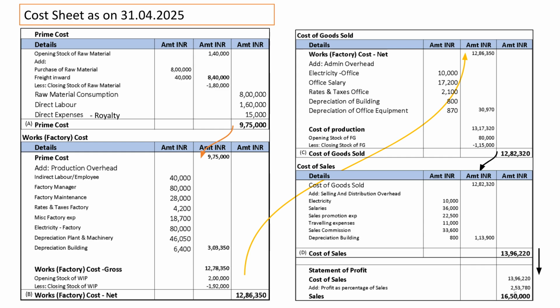To the cost of goods sold, we need to add selling and distribution overhead, that is, electricity charges of sales office, salaries of sales staff, sales promotion expenses, traveling expenses of sales staff. With this, we will get cost of sales. If we add the required profit to the cost of sales, we will get sales value. This way, we need to prepare a cost sheet.